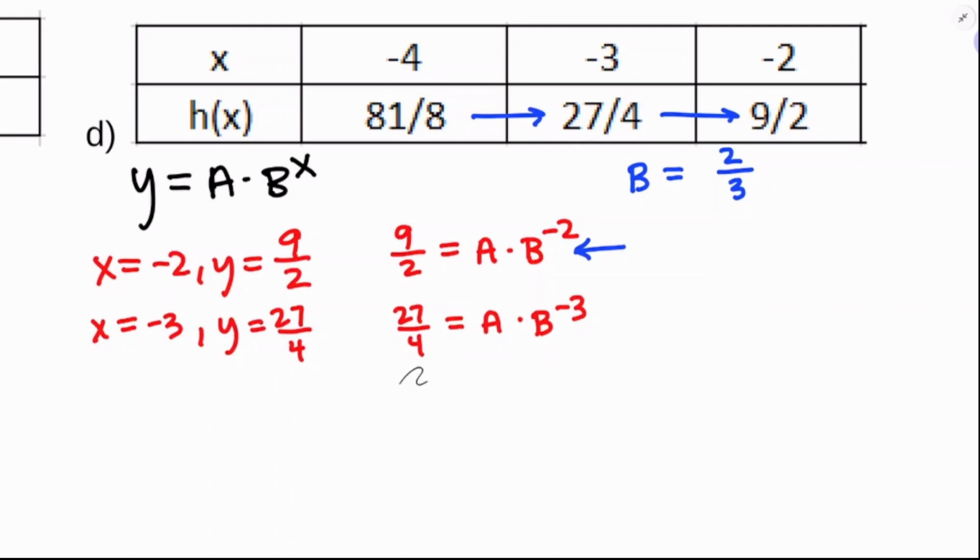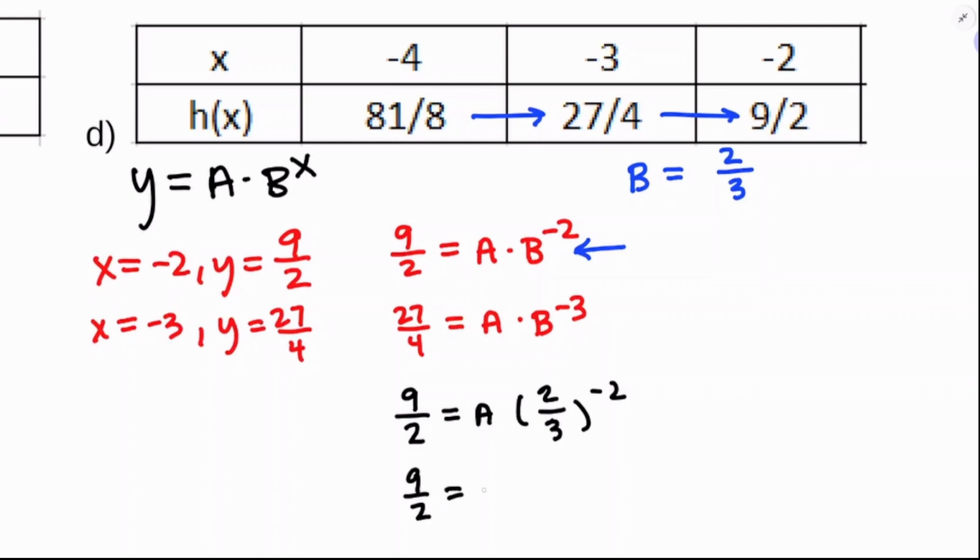And say, all right, 9 halves is going to equal a times b to the negative 2 power. And I guess you could find the value of a, knowing it's the y-intercept, by just multiplying by 2/3 twice, but that's essentially what I'm about to do over here.